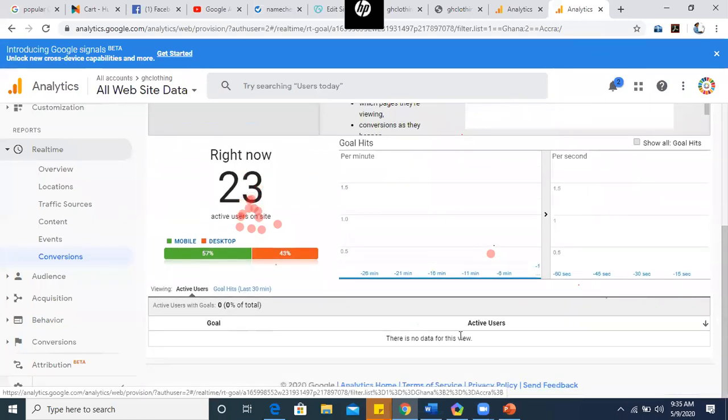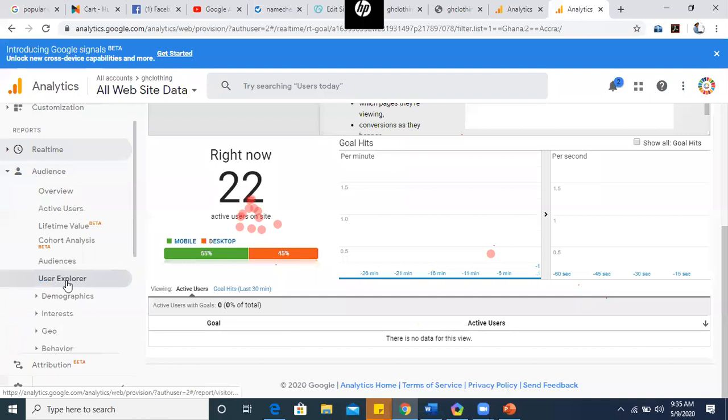The reason they are showing conversions at zero here is that we don't have any objective for what people should do when they go to our website. So we don't have anything. Then I come to audience. Are you there?